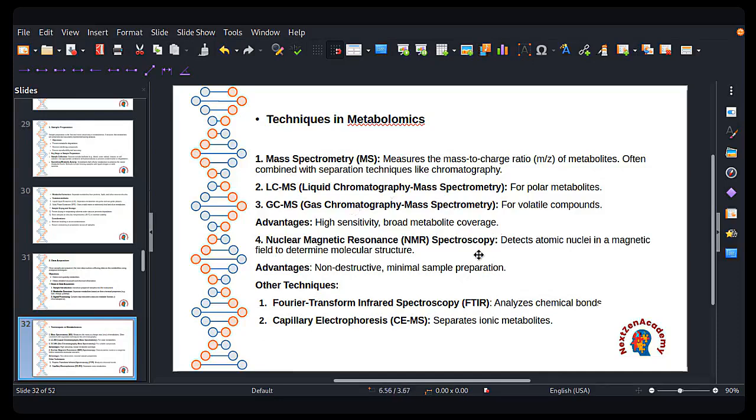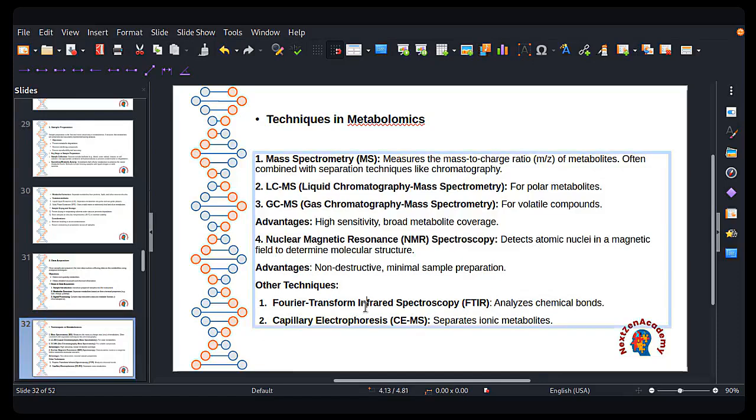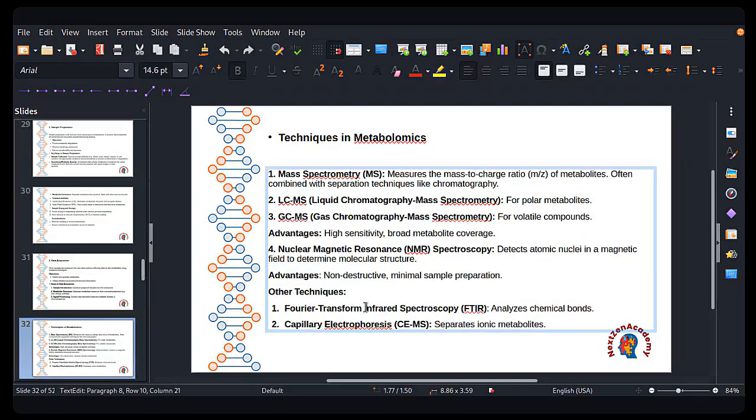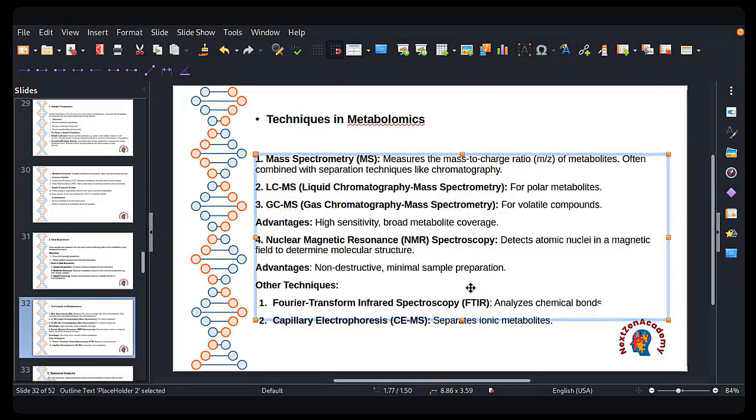Then you can use NMR spectroscopy. It detects atomic nuclei in a magnetic field to determine molecular structure. The advantages are that it's a non-destructive technique and requires minimal sample preparation. Other techniques include Fourier transform infrared spectroscopy to analyze chemical bonds. You can use capillary electrophoresis to separate ionic metabolites, right?